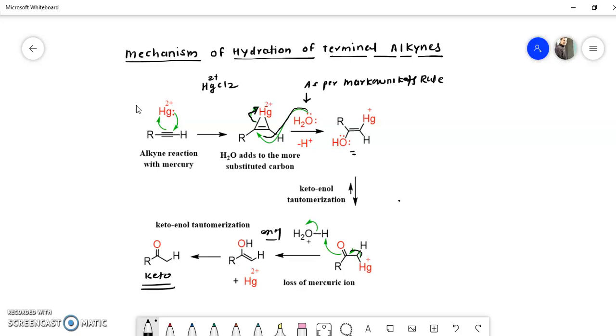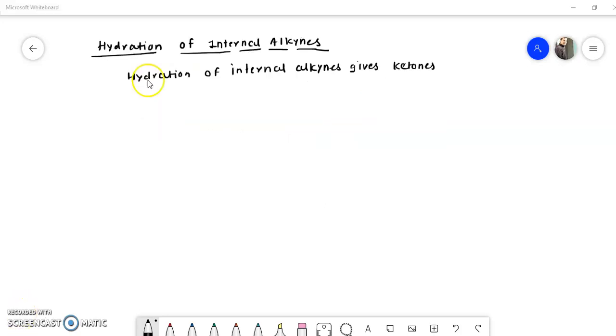Now we will see the hydration of internal alkynes. Now consider hydration of internal alkynes. Internal alkynes means the triple bond is exactly inside the compound, at the center of the compound we can say. So hydration of this internal alkyne gives ketones, and here there is no need to use HgCl2. The reaction can proceed in presence of H2SO4 only, remember. So only H2SO4 is sufficient to carry out this reaction.